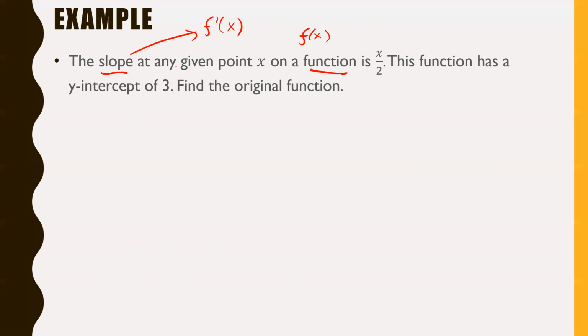So the wording of this is really the hardest part here. We can just say that we know that the derivative of our function, f prime of x, is x over 2. We want to find the original function. So what we're looking for is f of x. It's probably not too big of a stretch for you to say we just have to take the integral of both sides here. And obviously we'd be taking the integral with respect to x. So why don't we take care of that?